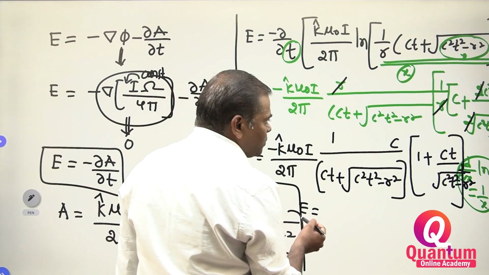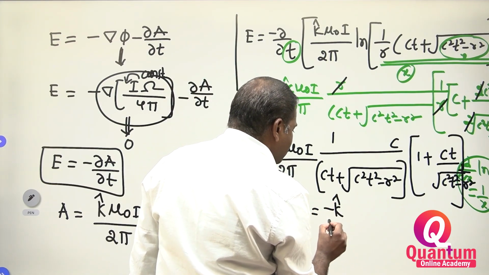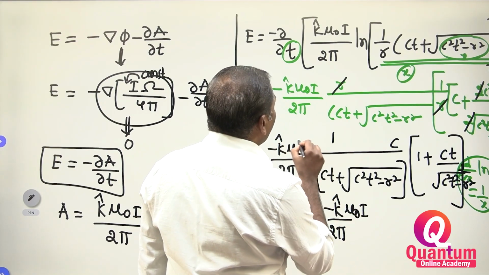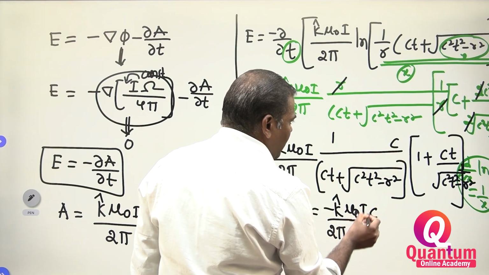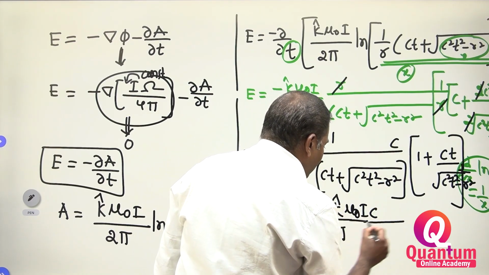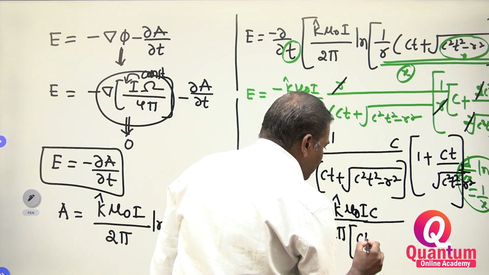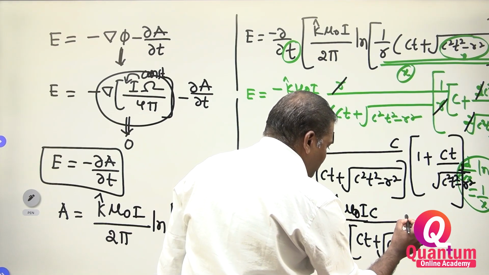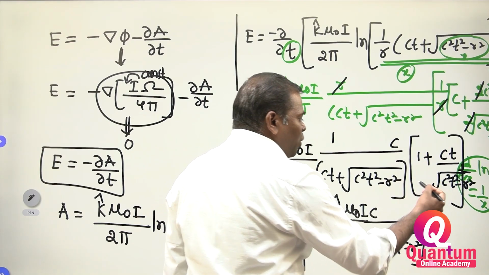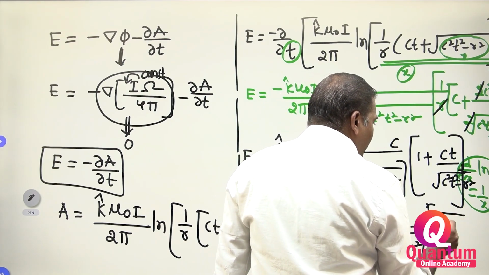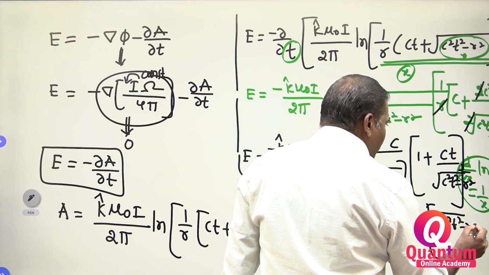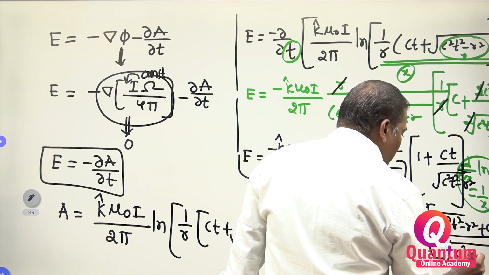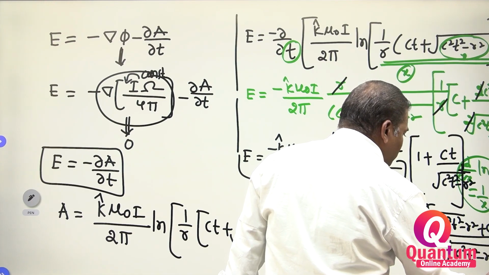Now I am again rearranging, once you have to see. E is equal to minus k cap divided by 2 phi into mu naught I into c, also you have to take here now. Now divided by, which one I am writing? Ct plus square root of c square t square minus r square. This is close. Now again you have to do LCM: square root of c square t square minus r square plus ct, divided by square root of c square t square minus r square is there.